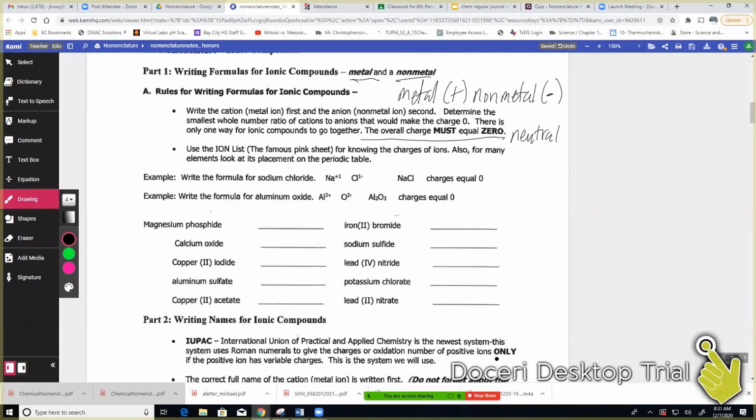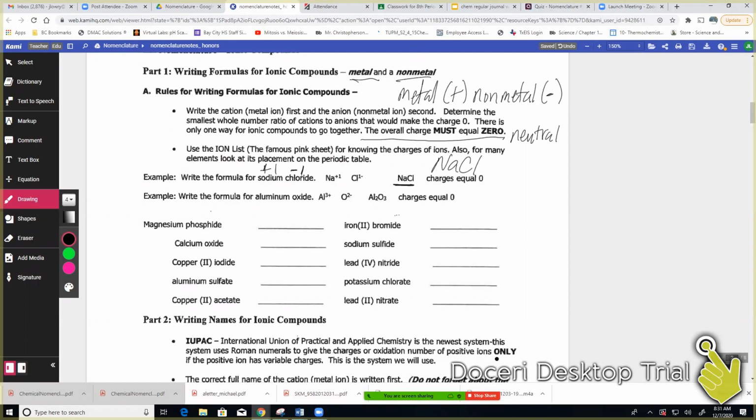Sodium is in group 1, so it's a +1. And chloride is a halogen in group 17, so it's a -1. This is going to be an easy one. My positive is already equal to my negative, so that means I just need one atom of each. So my formula would be NaCl. If I use one atom of sodium, that's a +1. If I use one atom of chloride, that's a -1. So my positives are equal to my negatives, and it's neutral.